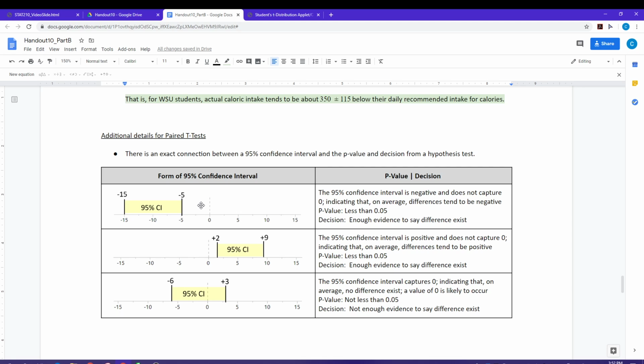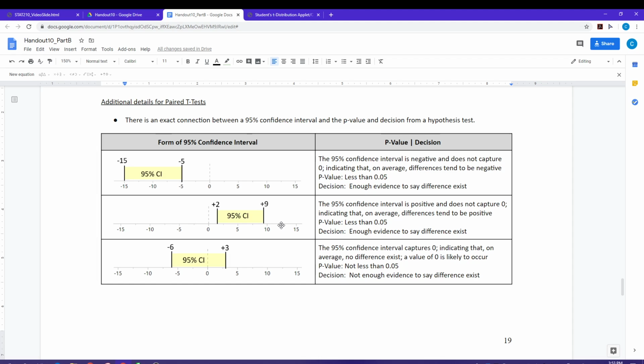So for a two-sided test of differences, I would just want to know, is there a difference? Well, if the 95% confidence interval stays away from 0, it does not capture 0, then there's going to be a difference. So in this case here, I know that the p-value is going to be less than 0.05. And I know I can say that I have enough evidence that a difference exists. The confidence interval actually gives me endpoints to communicate how much of a difference exists between the two. Here's another one where the interval is completely positive.